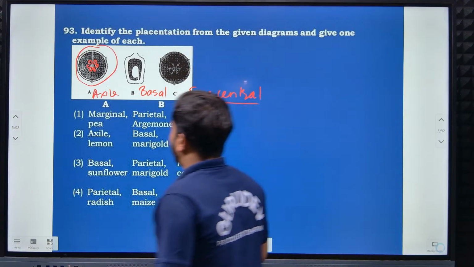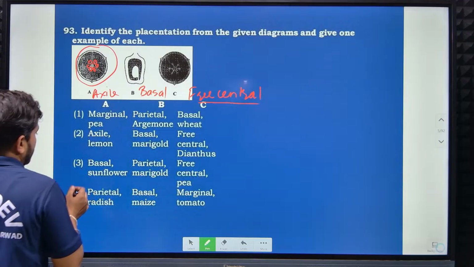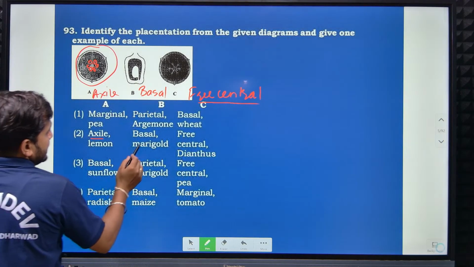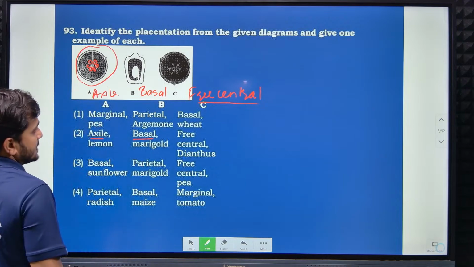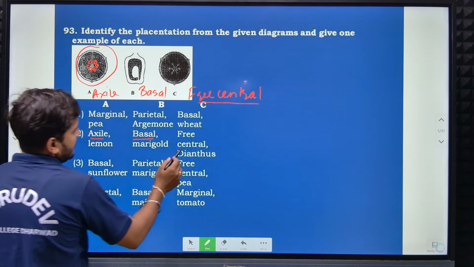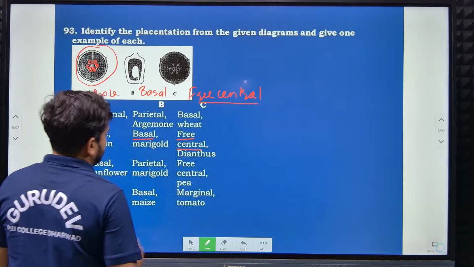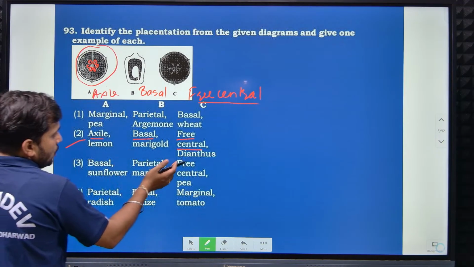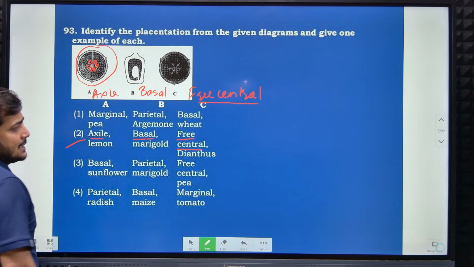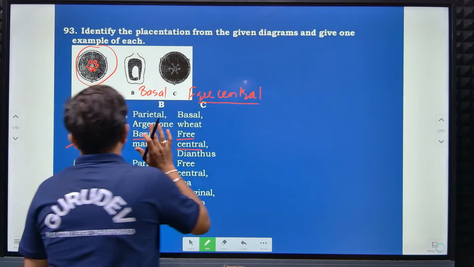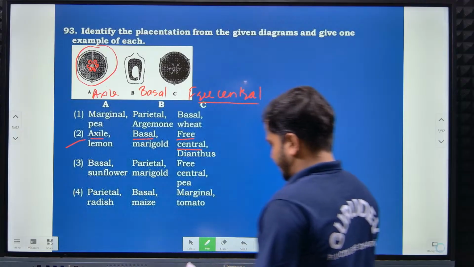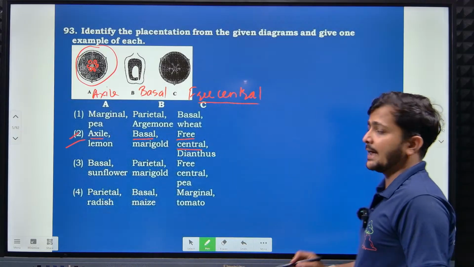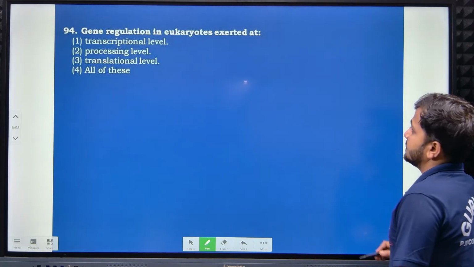So based on that, A is axile placentation, B is basal type of placentation, and C is free central type of placentation. Based on that, lemon is an example, marigold and even dianthus, right? So that is what you are going to find out. So according to this, option 2 is correct, right? It is a diagram-based question, right?